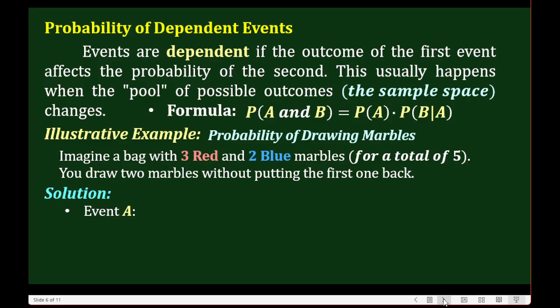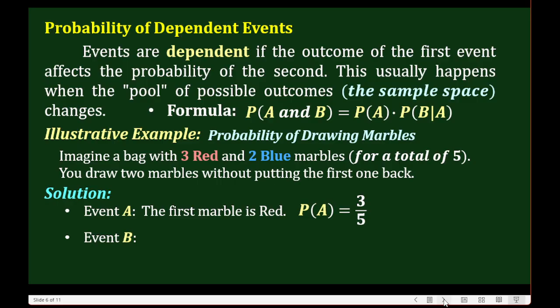Now for an event A, you pick the first red marble. So what is the probability? Now from the given, there are 3 red marbles. So you simply consider 3 red marbles, or that is P of A, which is 3 divided by the total number of marbles, which is 5. So that is 3 over 5. That is the probability of picking the first marble, so that is your P of A. Now, as for the P of B, or the event B, which is drawing the second marble, you need to consider that the sample space is no longer 5.